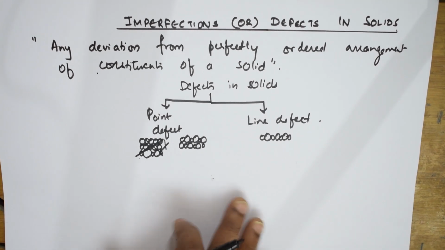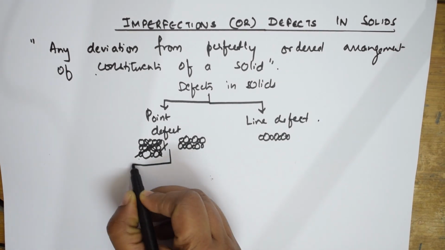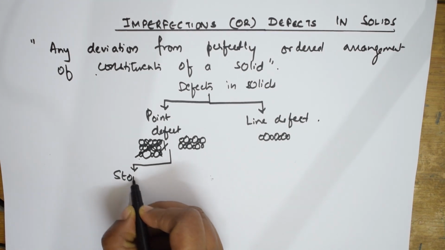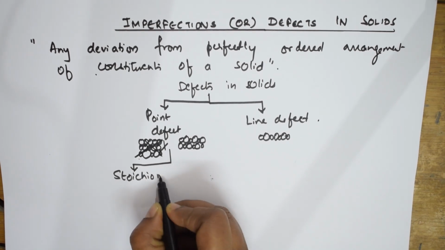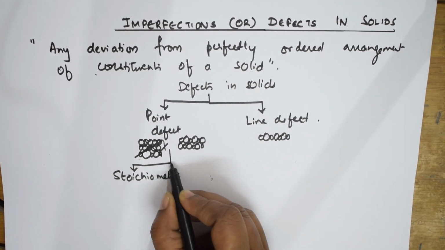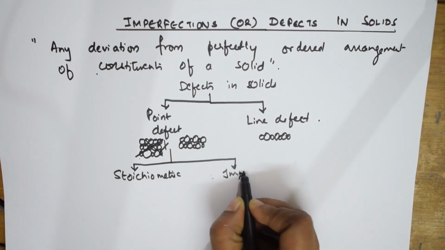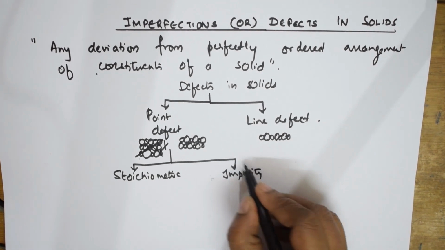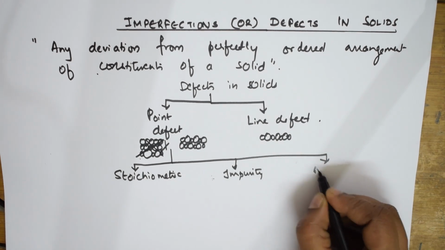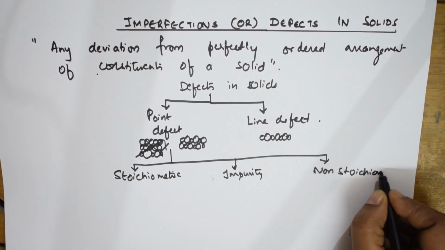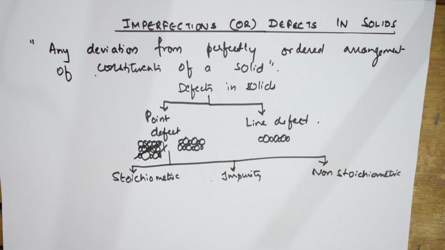Now again, point defects are further classified into three. One is the intrinsic or stoichiometric defect. One more is the impurity defect. One more is the non-stoichiometric defect. Right. Done? Yes.